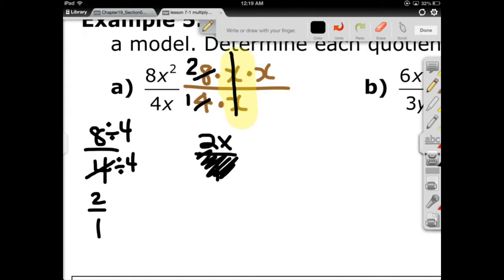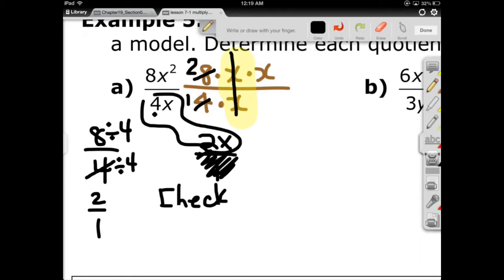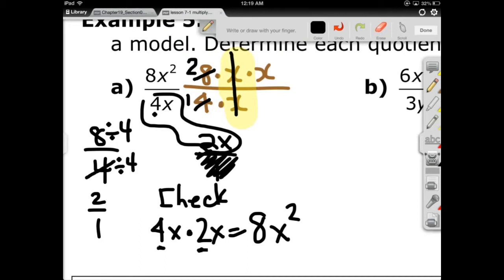Here's your proof. Your answers should multiply, right, to give you the top. And do they? So let's do what's called a check. Does 4x times 2x equal 8x squared? Yep. 4 times 2, 8. X times x, x squared. It's nice to know when you're right.